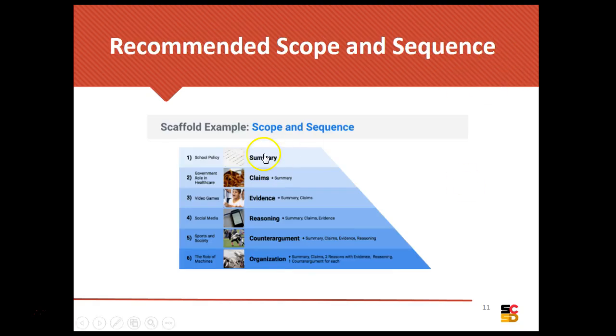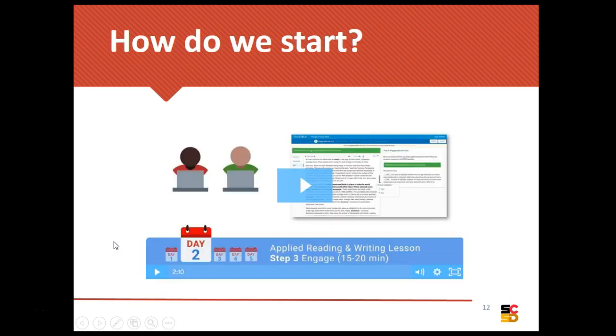So here's their recommended scope and sequence. They suggest that your first lesson be school policy because it covers summary. And then the second one would be government's role in healthcare, which covers claims and summary. Video games is evidence, summary, and claims. Social media is reasoning, summary, claims, and evidence, and so on. So these are just some ideas of where you could start. I can show you where you can find these when we get into the program.